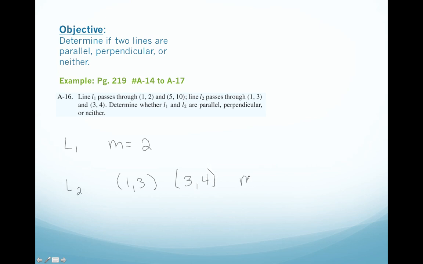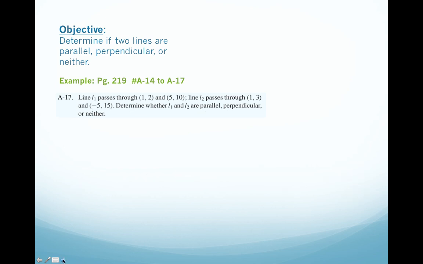Substituting all the numbers back into the formula for slope, that's 4 minus 3 divided by 3 minus 1, which gives us 1 over 2. Now, it almost looks like they're negative reciprocals of each other, except we don't have that negative. We have positive 2 for L1, but the slope of L2 is positive 1/2. So we say that this is neither parallel nor perpendicular. Slopes are not the same. Slopes are not negative reciprocals. Excellent. Let's take a look at the last example.